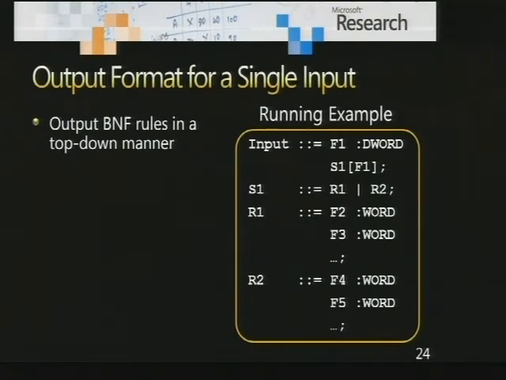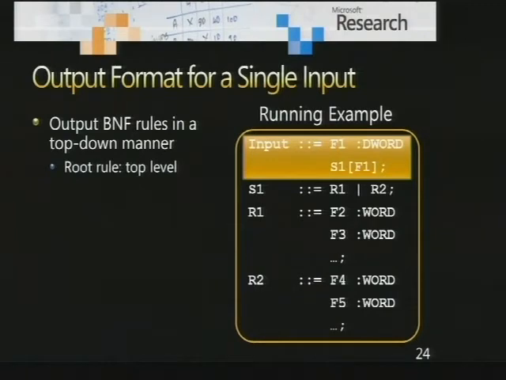At the end, after we analyze each single input, we will output the format as BNF rules in a top-down manner. For example, we first start with the root rule at the top level, which tells us what the input consists of. Here, in the running example, we see that the first field specifies the number of records, then it is followed by a record sequence. Here is the sequence, and F1 says the size of the sequence is decided by F1.